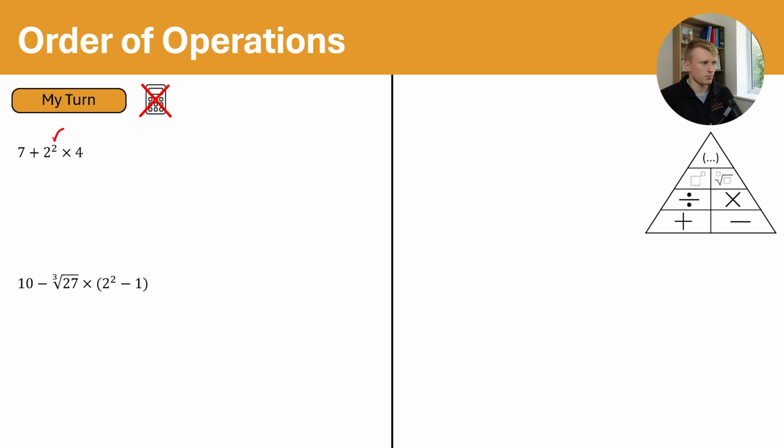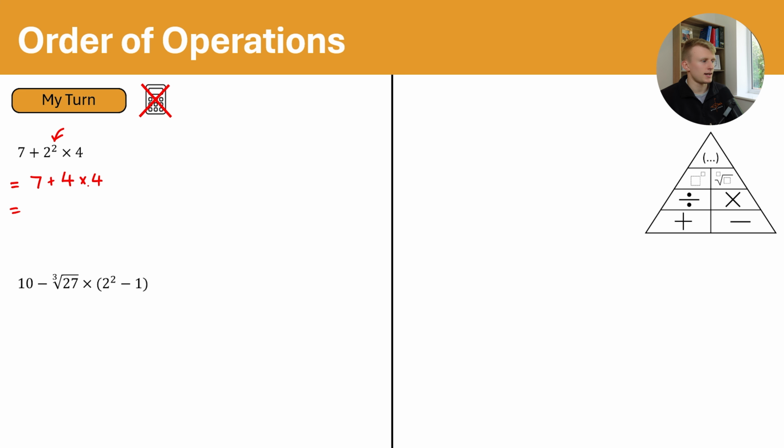So in this example, I've brought in some indices. So I'm doing 2 squared, and then I'm multiplying and I'm adding. I need to do my indices first. So I'll rewrite the calculation, and I'm just going to do my 2 squared. 2 squared means 2 multiplied by 2, which is 4. And then I multiply by 4 in the end.